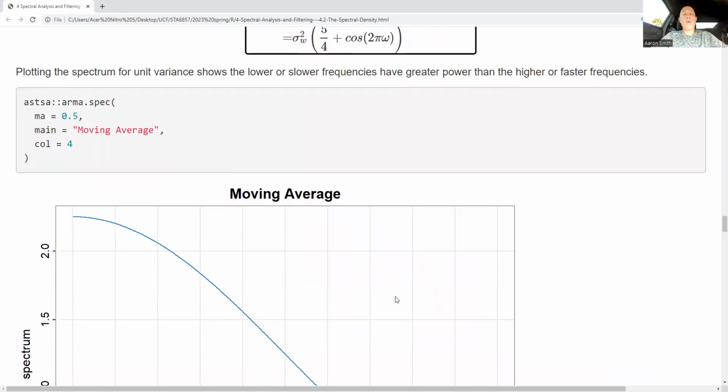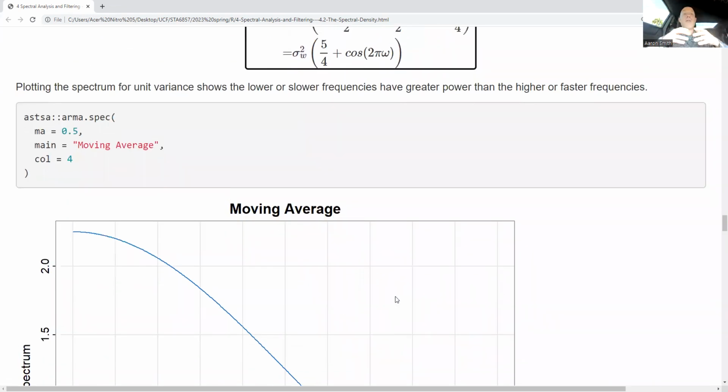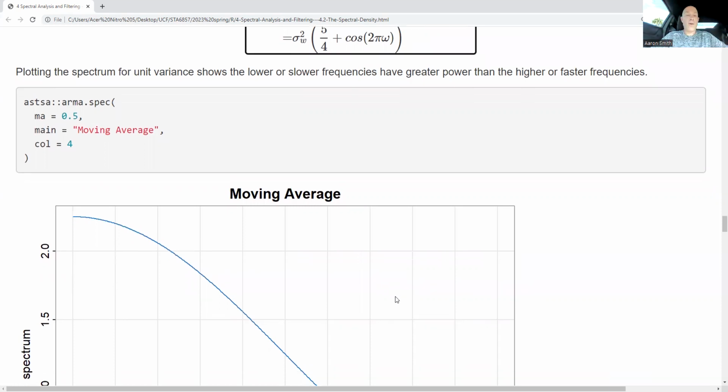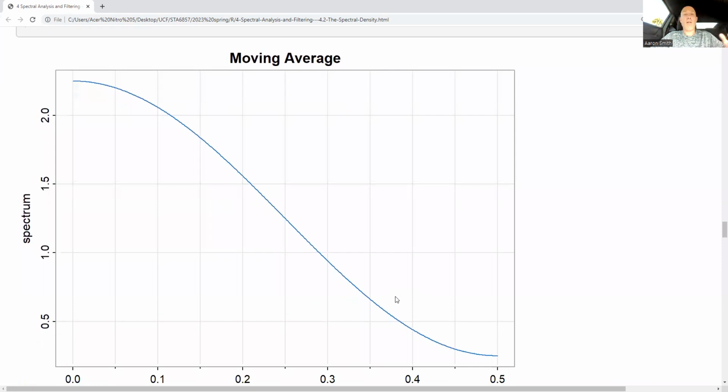All right, so now let's go ahead and plot this. Applying the spectrum for unit variance shows that the lower or slower frequencies have greater powers than the higher or faster frequencies. And so we can see this declining slope right there, and that is, in fact, a cosine curve.